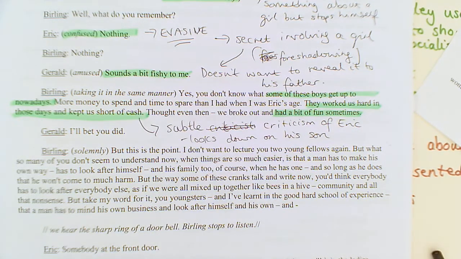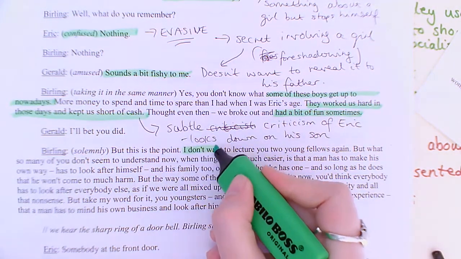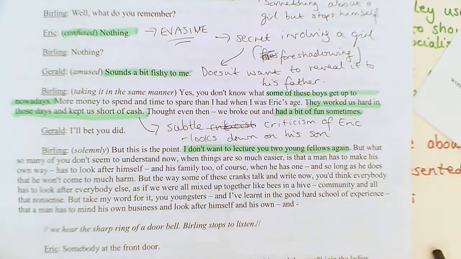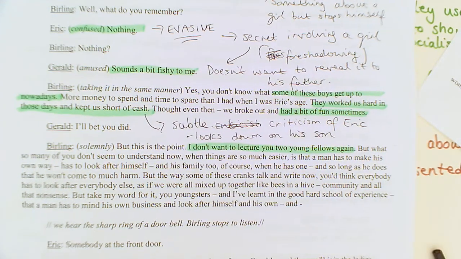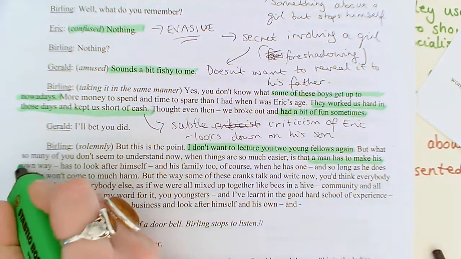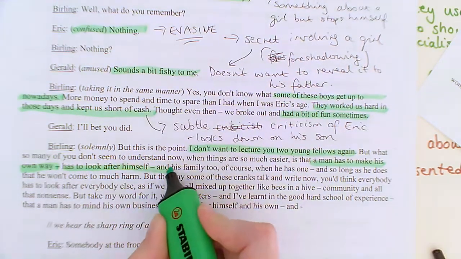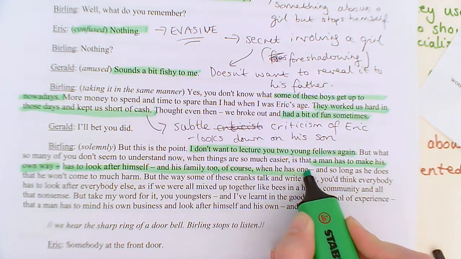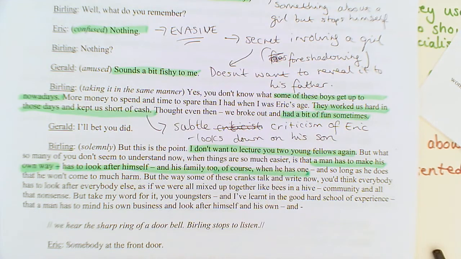Gerald says, I bet you did. Birling says solemnly, but this is the point. I don't want to lecture you two young fellows again. Well, that's ironic, because he loves nothing but lecturing people. But what so many of you don't seem to understand now, when things are so much easier, is that a man has to make his own way, has to look after himself and his family too, of course, when he has one. And so long as he does that, he won't come to too much harm.